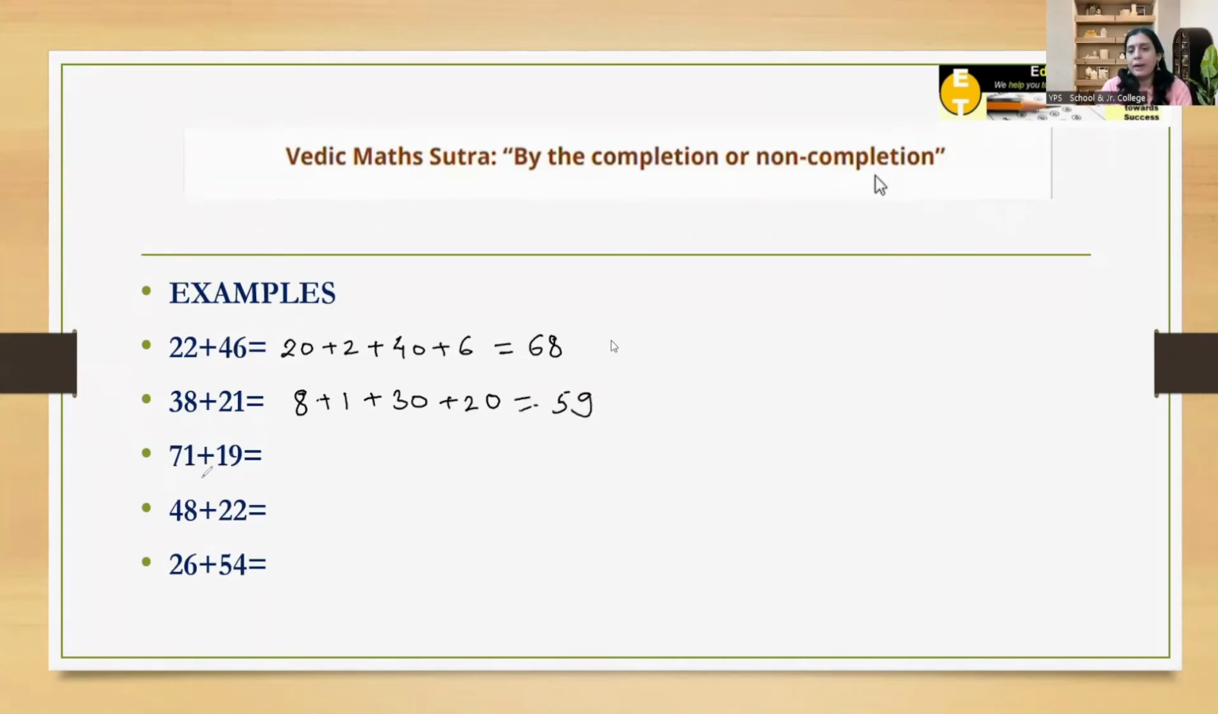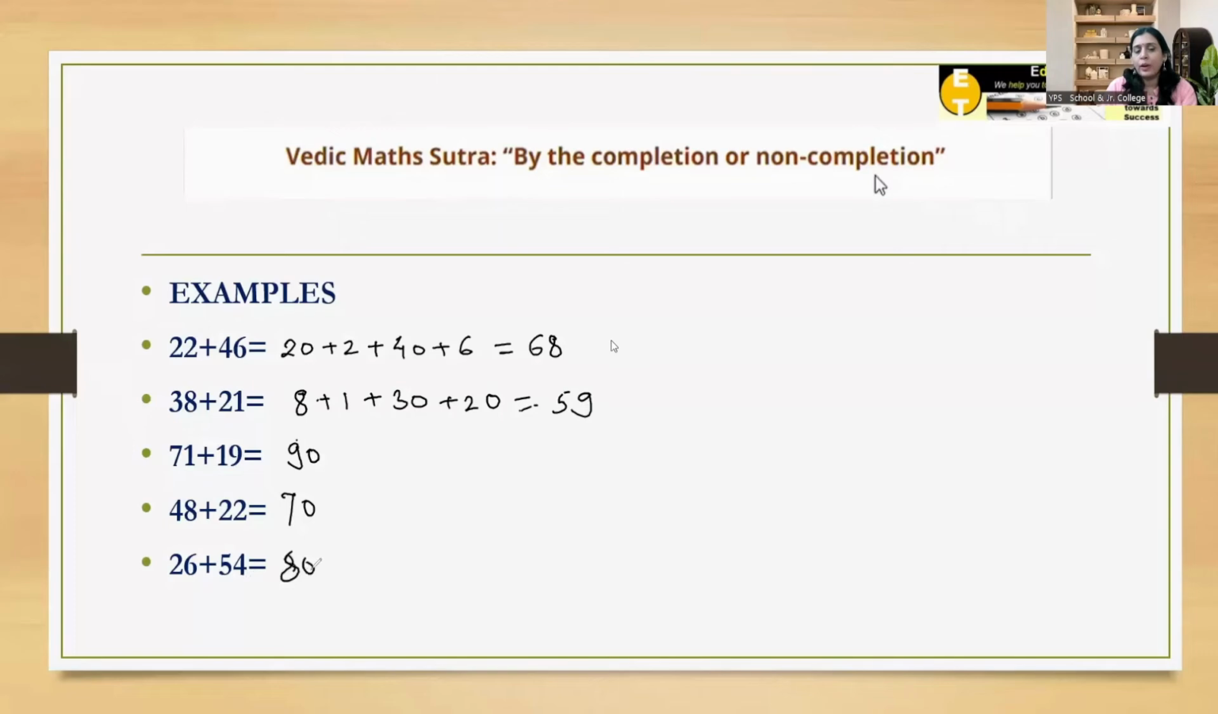Now can you do this mentally? Just try. 71 and 19. 9 plus 1 is 10 and 70 plus 10 is 80, plus 10. The answer must be 90. You try this. Okay. 48 plus 22. 40 plus 20 is 60 and 8 plus 2 is 10. So 70 is the answer. 26 plus 54. 20 plus 50 is 70 and 6 plus 4 is 10. So 80 is the answer.